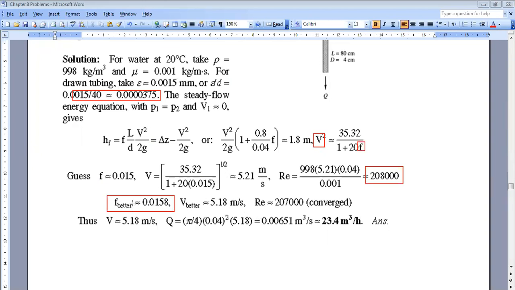So this is the corresponding value of f. I replace into v, I get v. Okay. And now since I have v and I have the diameter, I can calculate the flow rate.